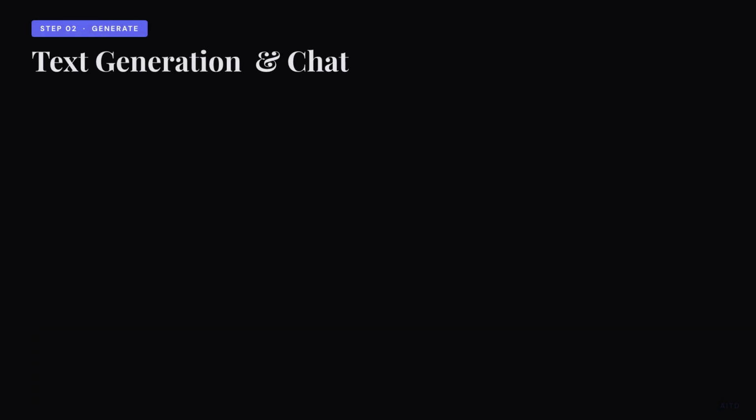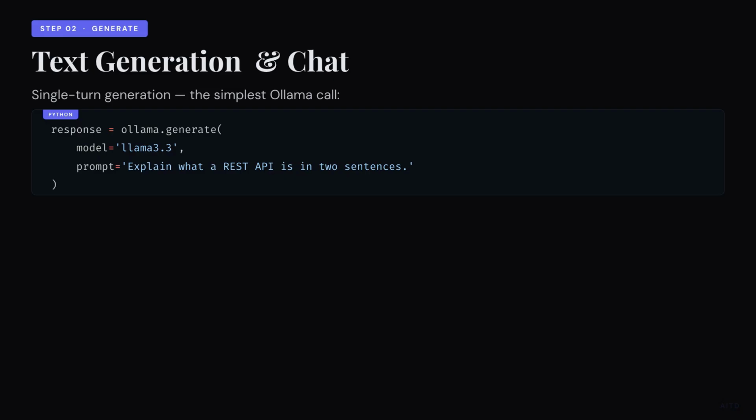Now for your first response. The simplest call is the generate function. Pass your model name and a prompt. The function returns a dictionary and the generated text sits in the response key.